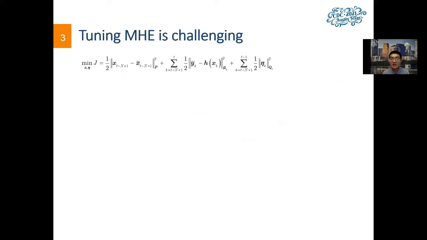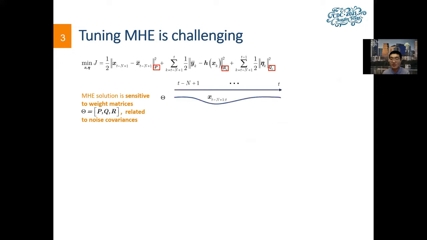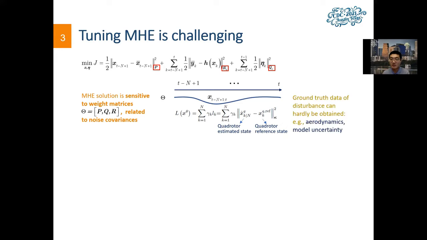The MHE solution, in fact, is very sensitive to these weight matrices, which are related to noise covariance. For example, for a group of non-optimal parameters theta, we have a corresponding estimate trajectory. We can evaluate the estimation using a scalar value differentiable loss function. We formulate the loss function based on the quadrotor tracking errors rather than disturbance estimation error because, in practice, the ground truth data of disturbance is difficult to obtain, such as aerodynamics and modal uncertainty. After tuning the parameters to be optimal, we may obtain a best solution with the optimal loss value.